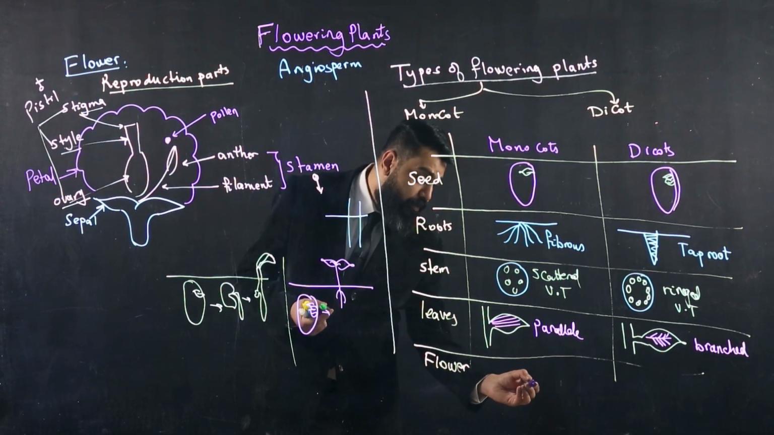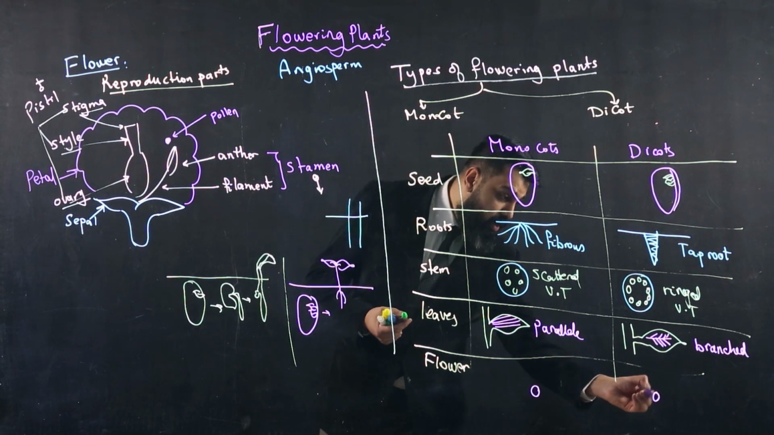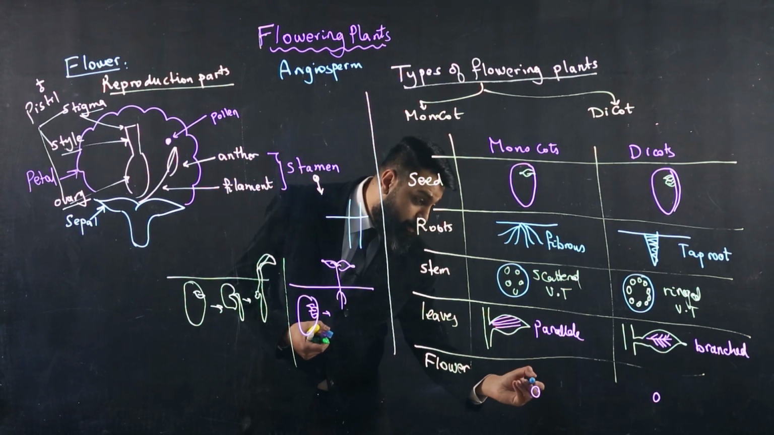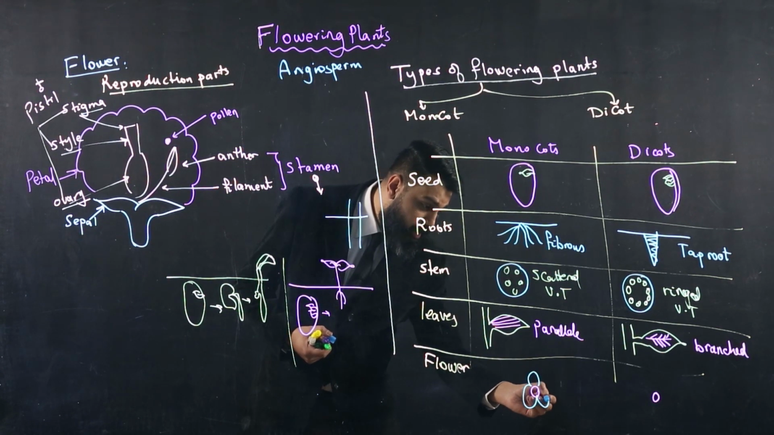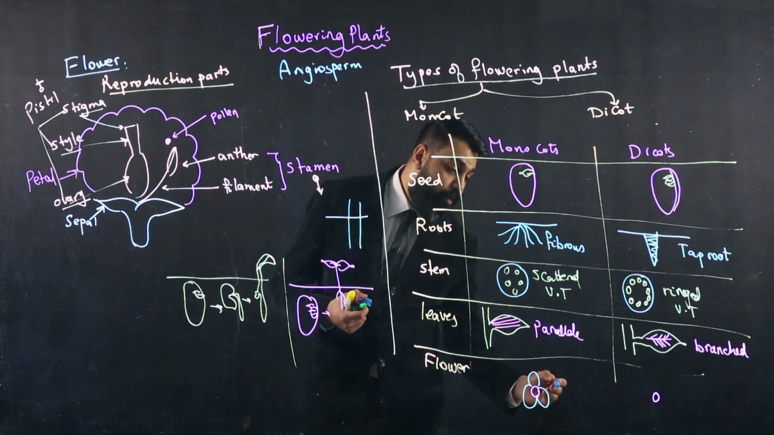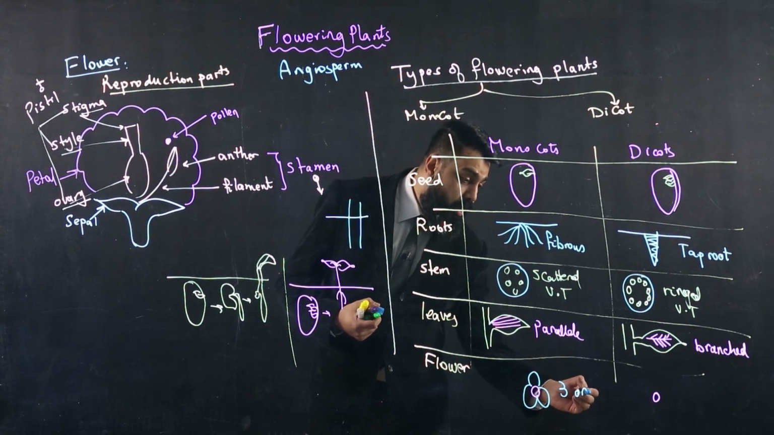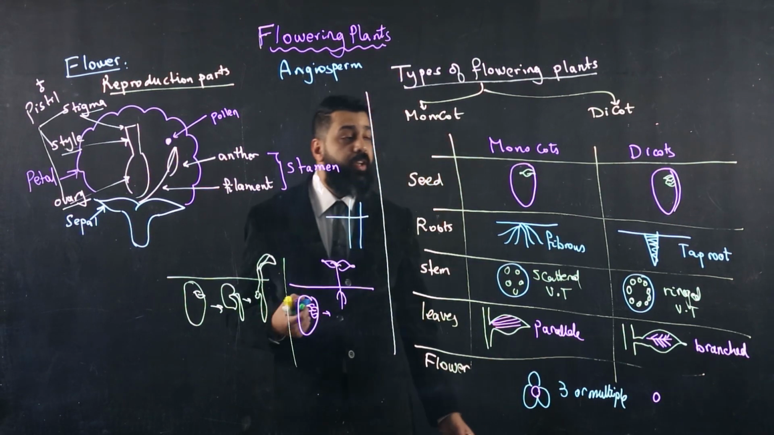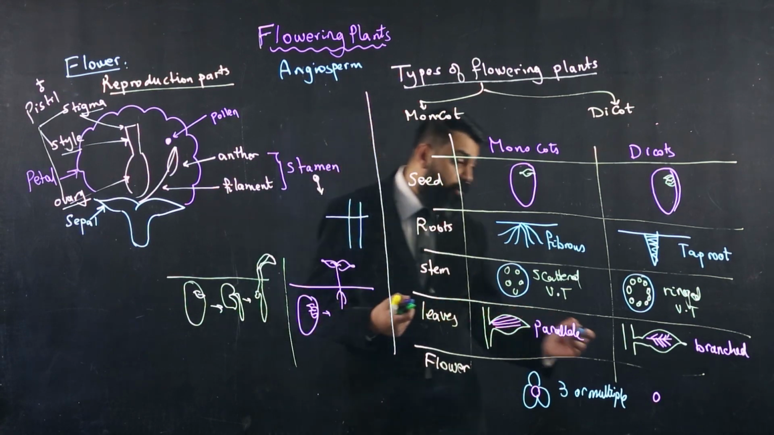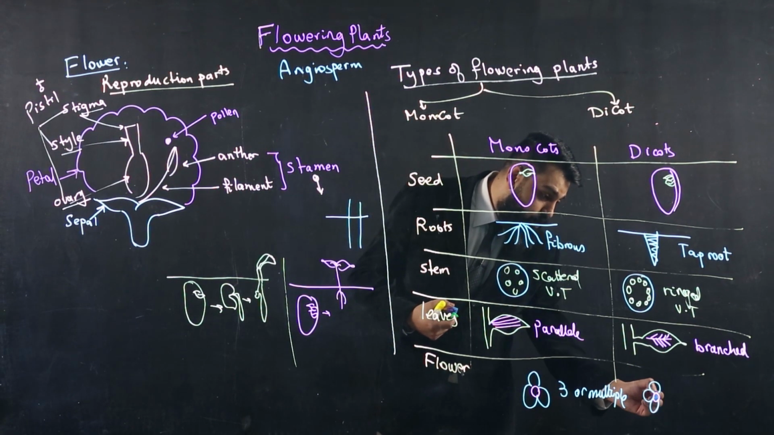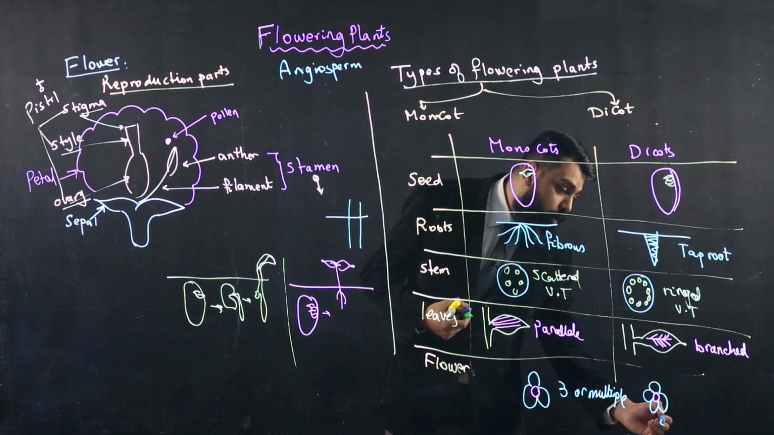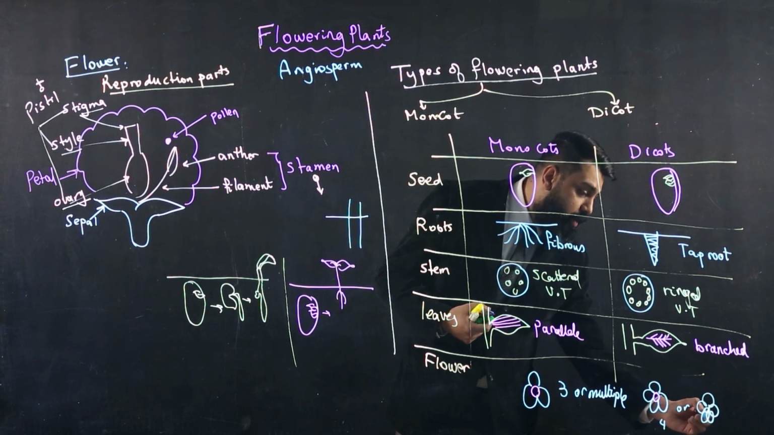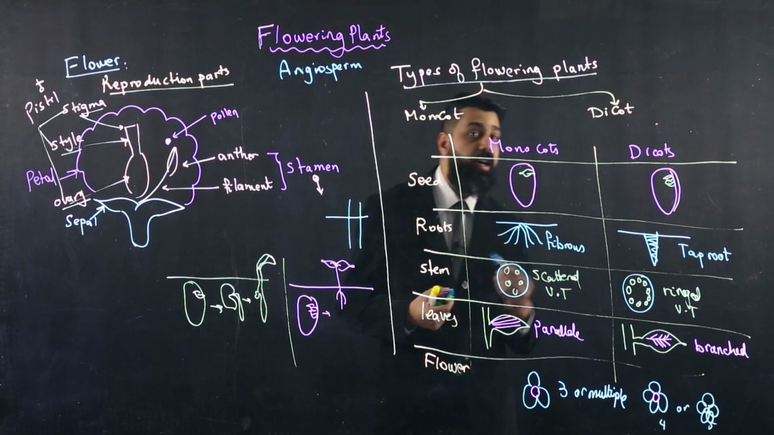So if we find that the flower of this plant is made of 3 petals, and don't forget the petals are the colored part of the flower, or if it's made of multiples of 3, it indicates that this flower is related to the monocot. But if we find it with 4 petals or 5 petals, this indicates it's a dicot.